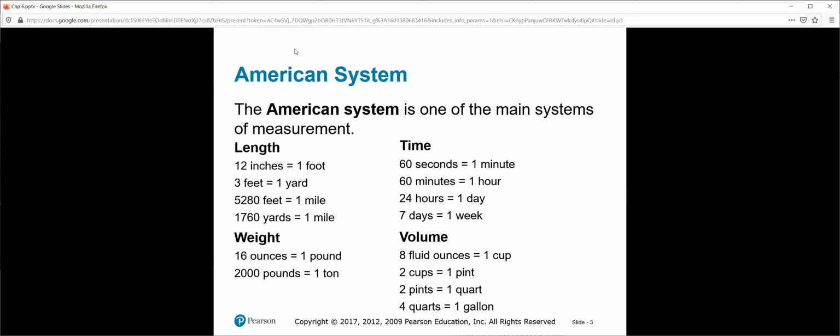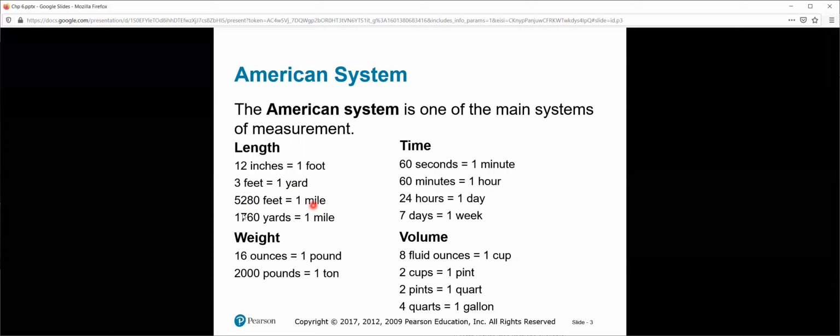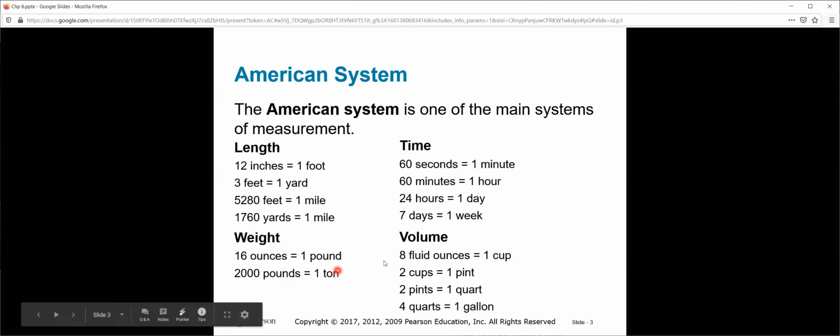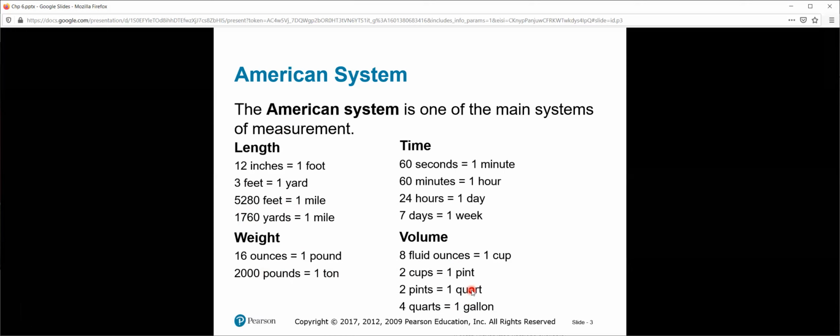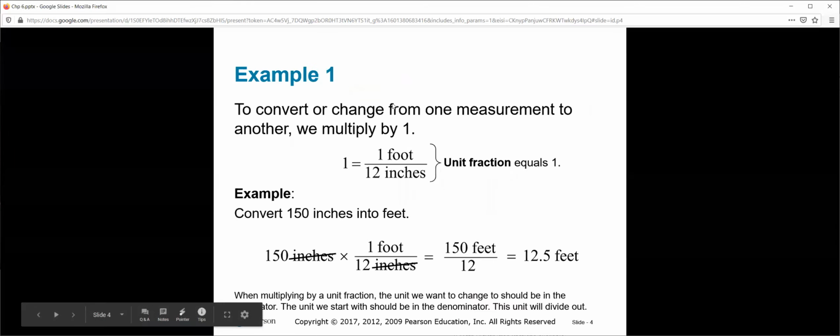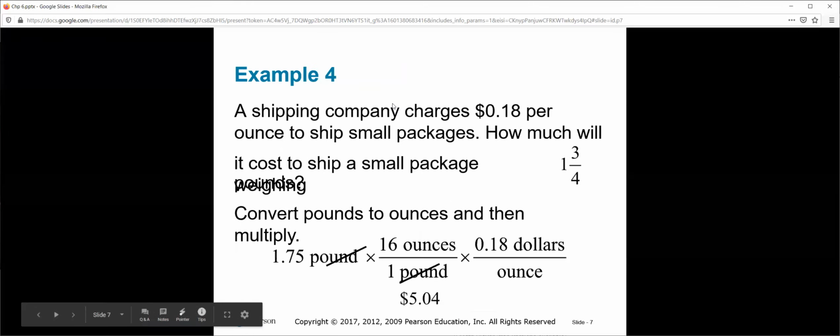Again, to remind you, each of these is different, right? 12 inches in a foot, 3 feet in a yard, 5,280 feet in a mile, 1,760 yards in a mile, 2,000 pounds to a ton, 8 ounces to a cup, 2 pints to a quart. All of these are different conversions. So you need to have every one of these conversions either memorized or written down someplace if you're going to make these adjustments in the imperial system. However, the metric system is just changing stuff by 10.